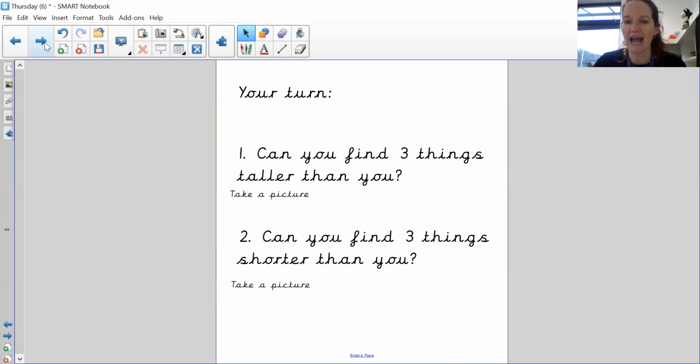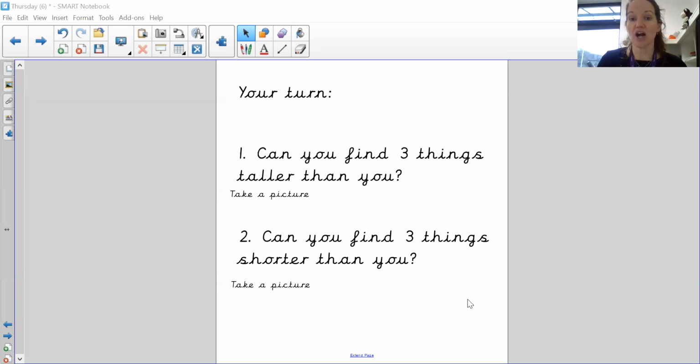So we're looking at height. So we're looking at how tall something is or how short something is. So today you are going to have to be looking around your house for items that are tall or taller than you and items that are shorter than you. So let's have a look at your activity.